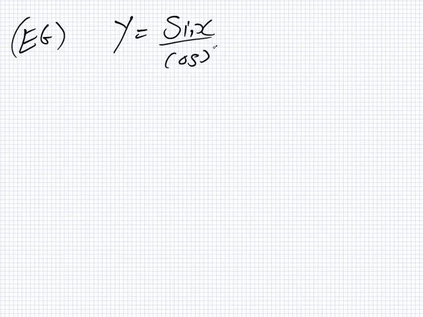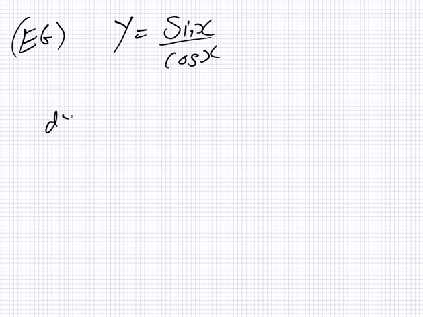So let's say we have something like... Oh, actually, let's do an example where we know the answer. y equals sin x over cos x. Tan x, and what's the derivative of tan? 1 over cos squared. Let's see if we get 1 over cos squared.